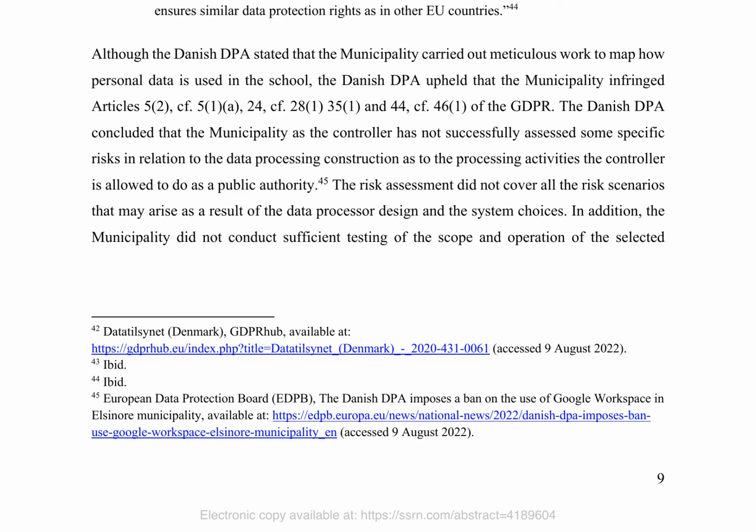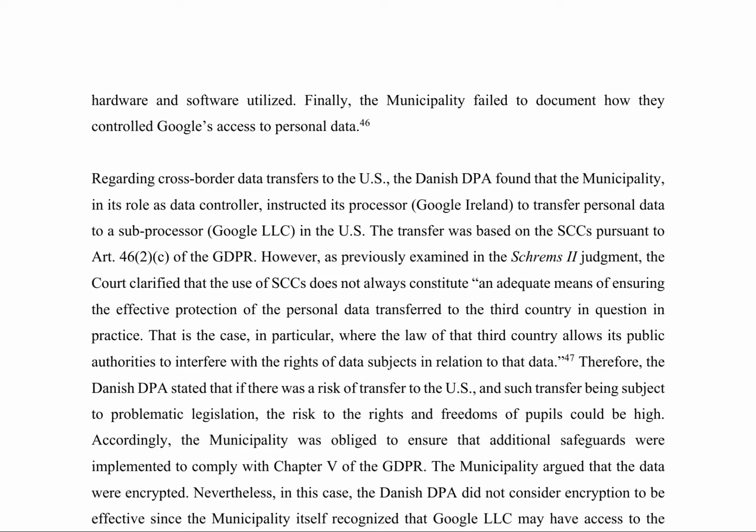Consequently, the Danish DPA imposed a ban on the use of Google Workspace in the municipality, emphasizing the importance of robust risk assessments and data protection measures in the context of personal data processing. The Danish Data Protection Authority, Datatilsynet, has rendered a decision on the use of Google Chromebooks and Workspace in Helsingor Municipality's schools, citing non-compliance with the General Data Protection Regulation.